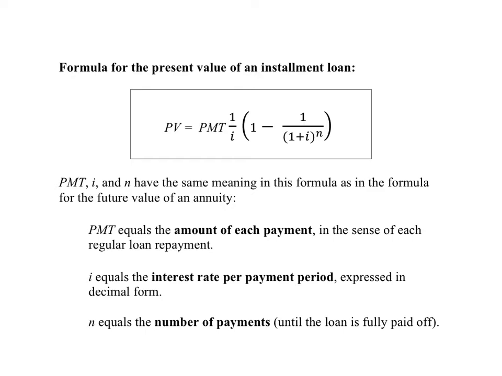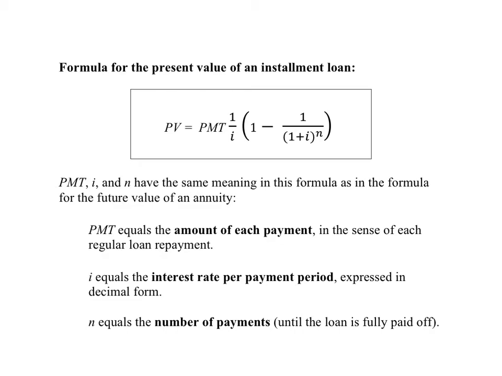Wouldn't it be great if there were a shortcut? Wouldn't it be fantastic if there were a formula where you could just plug in the amount of each payment and the interest rate and the number of payments, and it would just crunch out the total amount that you can borrow up front? Well, there is such a formula, and here it is. In this course, we won't get into where this formula comes from, but it's really not beyond you. It would just take more time than we have.